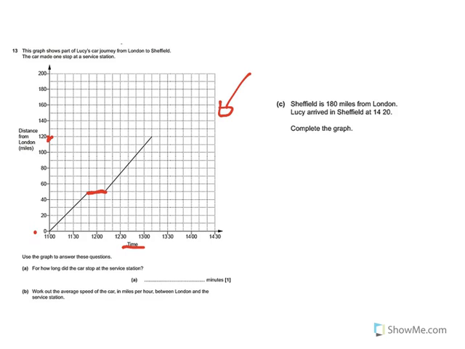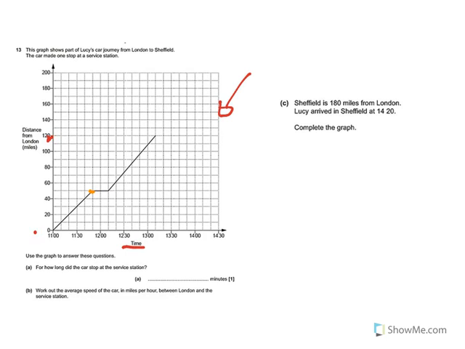Okay, so the first question says, use the graph to answer these questions. For how long did the car stop at the service station? As I just mentioned, you can tell from the graph when someone stopped or the vehicle stopped because it's a flat section. And that is, as you can see, 2 squares wide. Each square, if you look at the scale down the bottom, must be 10 minutes. So 2 squares, therefore, is 20 minutes.